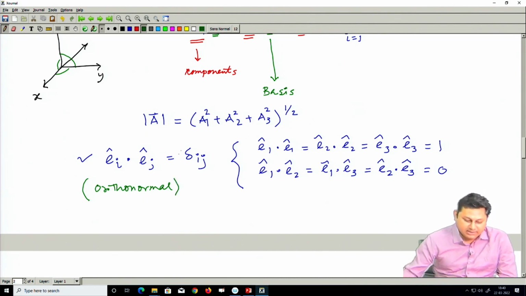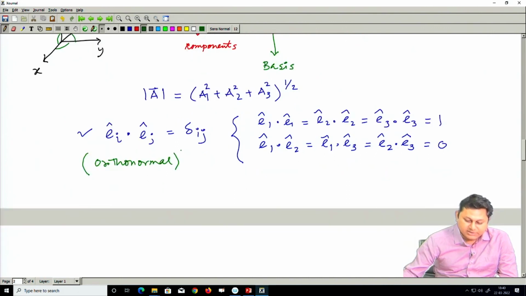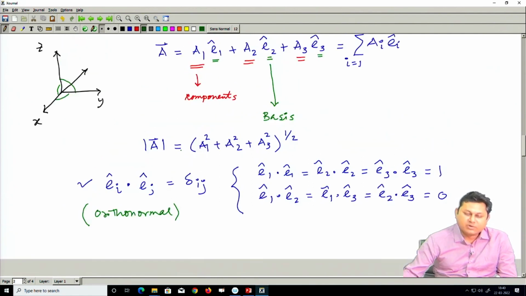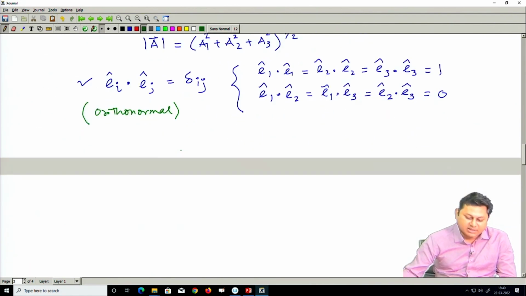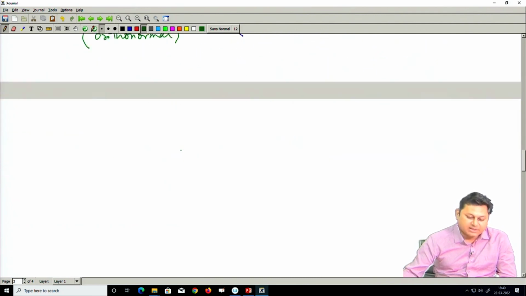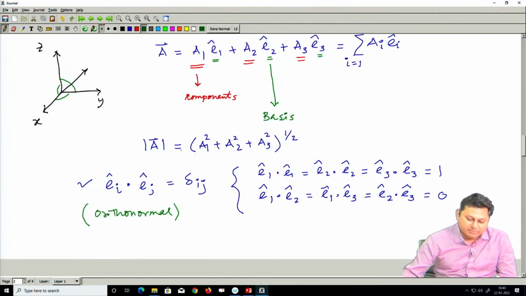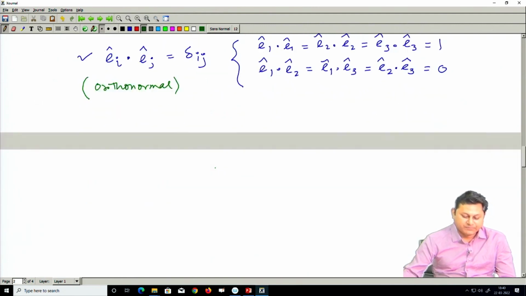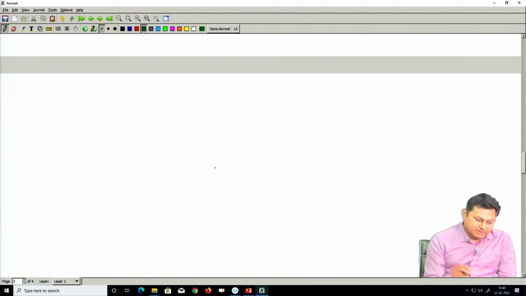Normally, we always use this orthonormal basis to represent a vector, because it has certain advantages, and we will maybe discuss these advantages. But you should know that there may be some bases which are not orthonormal, but in that case to represent a vector would be very complicated. So, better let us stick with this orthonormal basis, where the Ei dot Ej equals delta ij condition is always followed.